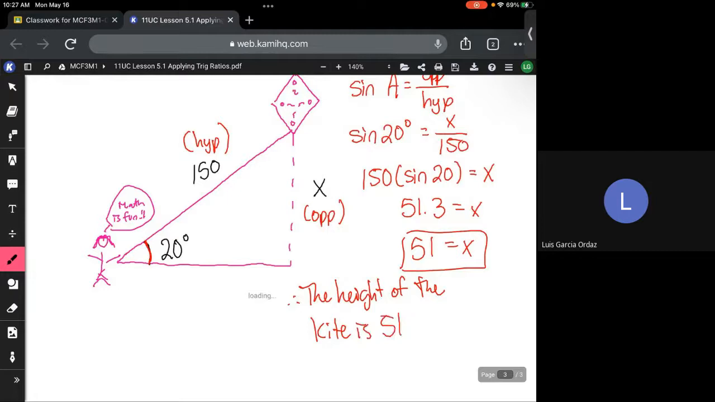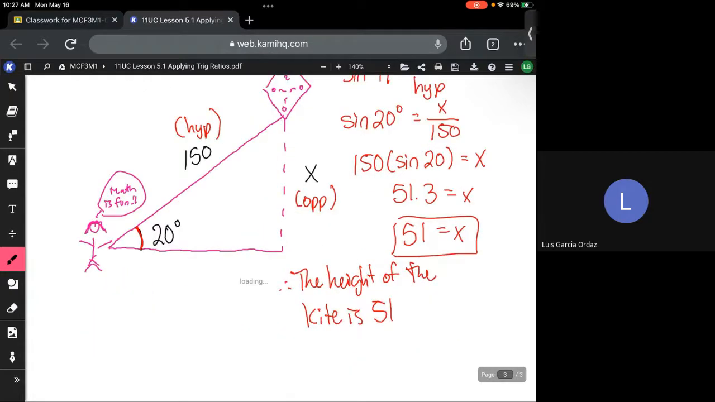is 51 meters. One thing that you have to understand is you can always tell when you're wrong, because the hypotenuse is supposed to be the longest side. If, when you're solving for opposite or adjacent, you get a number bigger than your hypotenuse, then you did something wrong. Your hypotenuse always has to be the biggest number. So you can tell right away if your number was bigger than the hypotenuse, then you probably did something wrong.